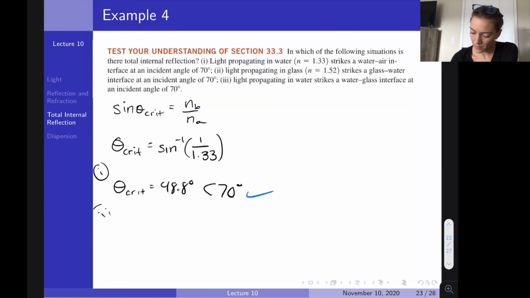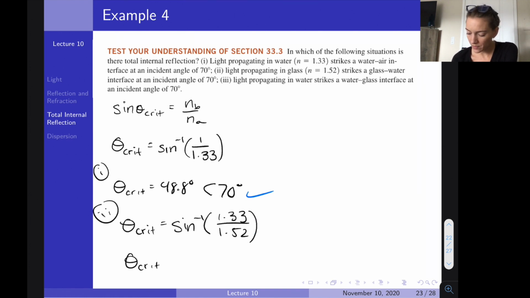Now for part 2, we have light propagating in glass that strikes the glass-water interface at an angle of 70 degrees. We're going to start with the same equation, but now we have different indices of refraction. So theta critical is equal to the sine inverse of, we have glass to water. NB is the index of refraction for water, which is 1.33, and the first index of refraction, NA, is glass, which is 1.52. You take the inverse sine of that, and you get that theta critical is equal to 61 degrees. So again, we can see that 61 is less than 70, so our angle of incidence was greater than the critical angle, and total internal reflection will work there.